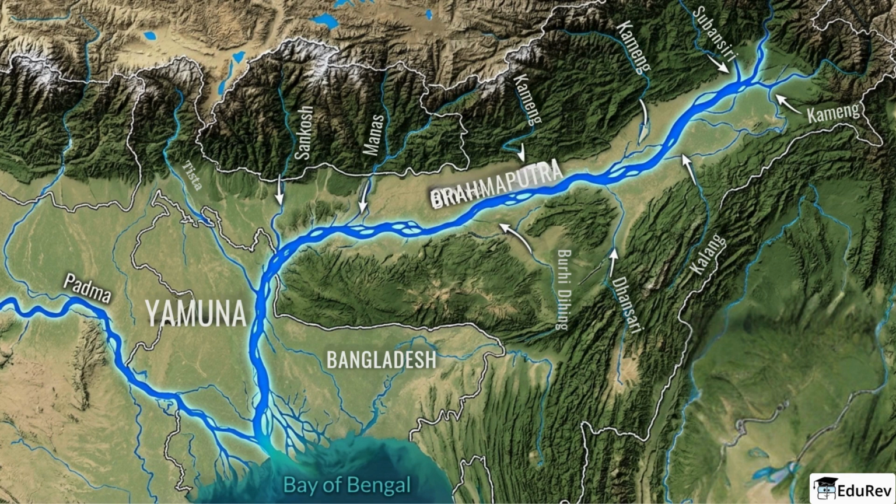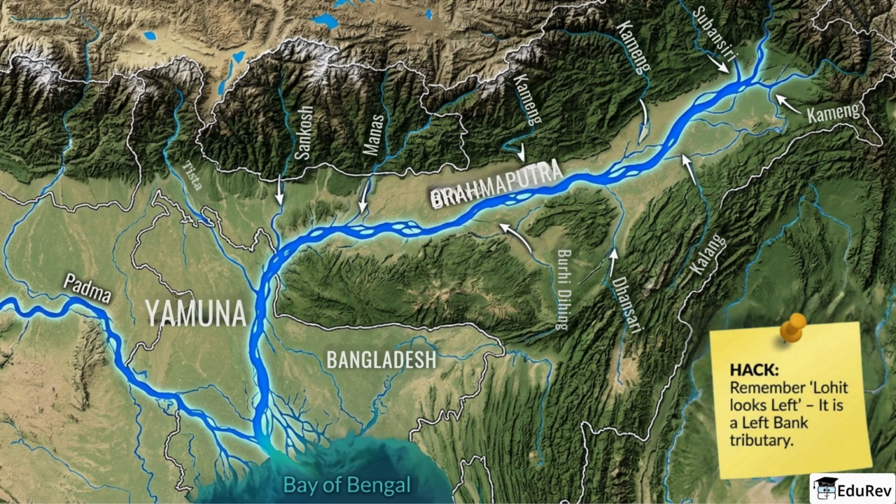And retain one memory cue. Lohit is a left bank tributary. That is exactly the kind of directional detail examiners use to separate careful students from casual ones. Then the river enters Bangladesh, moves toward the Padma, and the combined system ultimately heads into the Bay of Bengal.